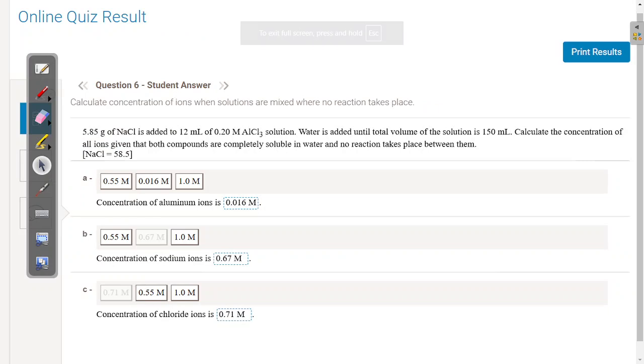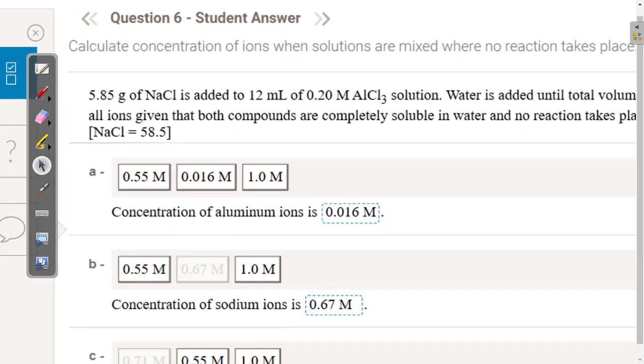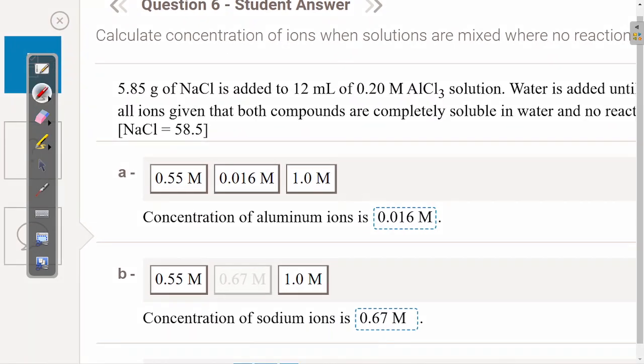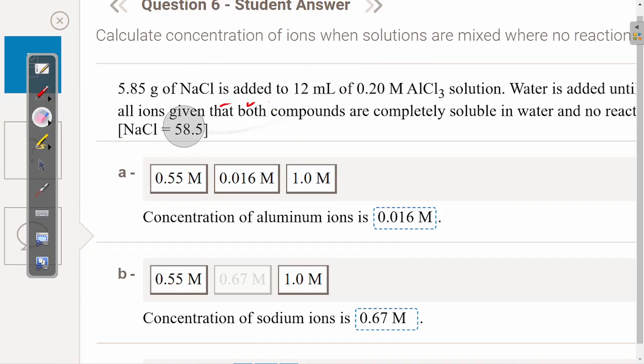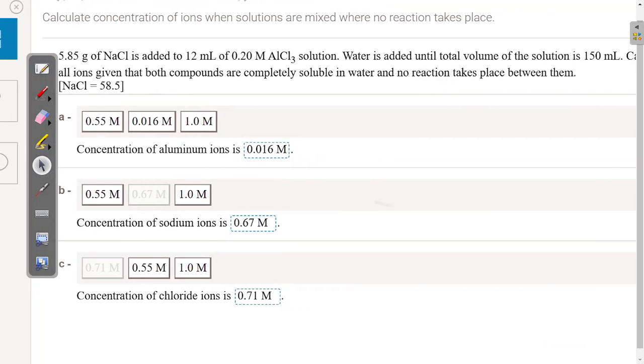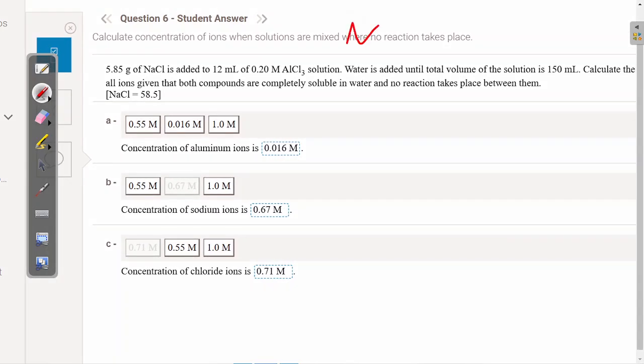Okay, first of all, let's find the moles of each one. For NaCl, we can find it with n equals m over M. So 5.85 over 58.5 equals 0.1. So let's write it down: n of NaCl equals 0.1 moles.